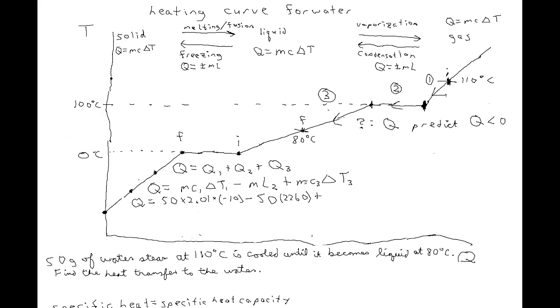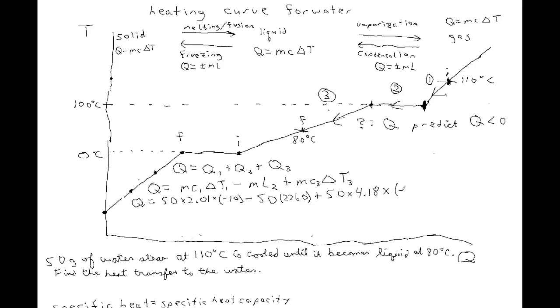What do we plug in for M here? 50 grams. Still 50. And for C3? 4.184, since we're dealing with liquid water. Yeah, let's make our life easier and just use 2 decimal places. 2 decimal places is good enough. 4.18. Now we're dealing with liquid water, so we can get that from one of our tables. Good. And then what about delta T3?